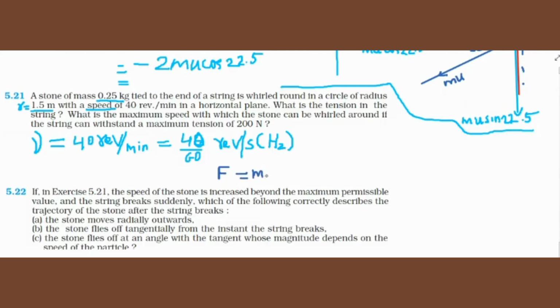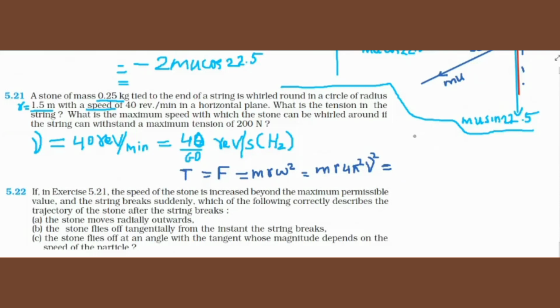F is equal to m into centripetal acceleration, r omega square. I think we have discussed, F is equal to m into r into omega, and omega is 2 pi nu, so 4 pi square nu square. Last chapter you have studied all these relations. Okay, so you can calculate the value of centripetal force. You will get the first answer. Then come to the second part. What is the maximum speed with which the stone can be whirled around if the string can withstand a maximum tension of 200 newton? Okay, so you see this centripetal force will give the tension.